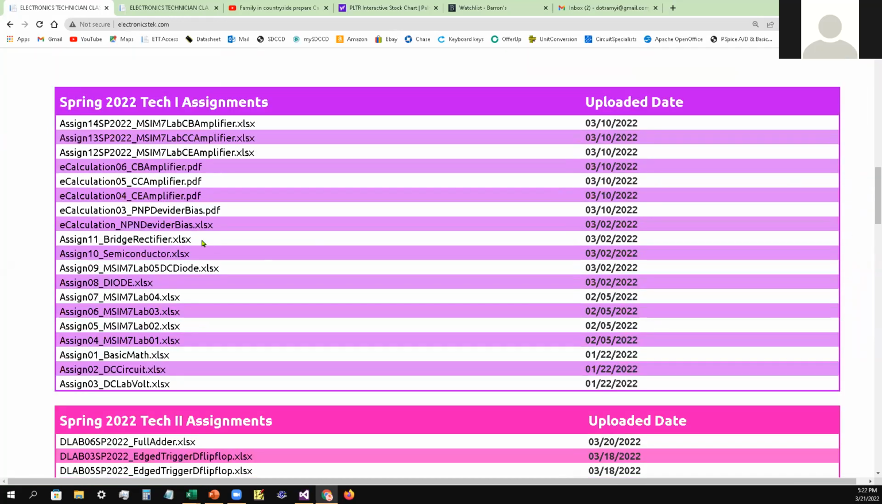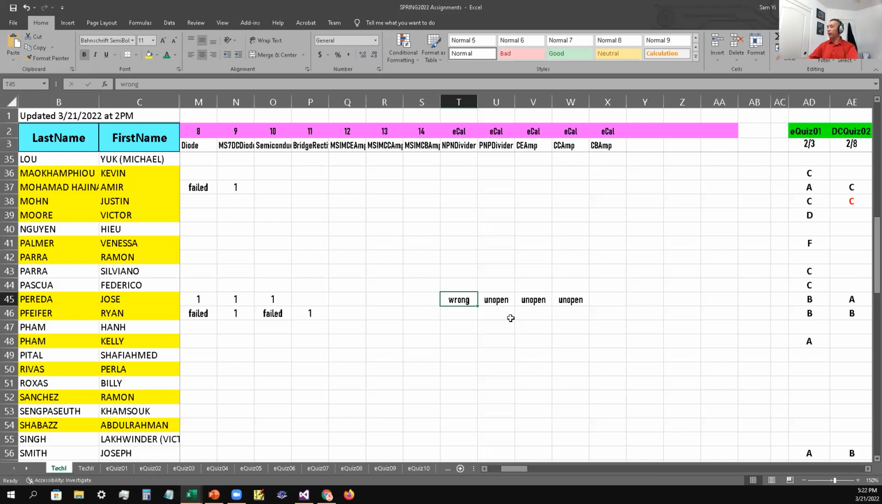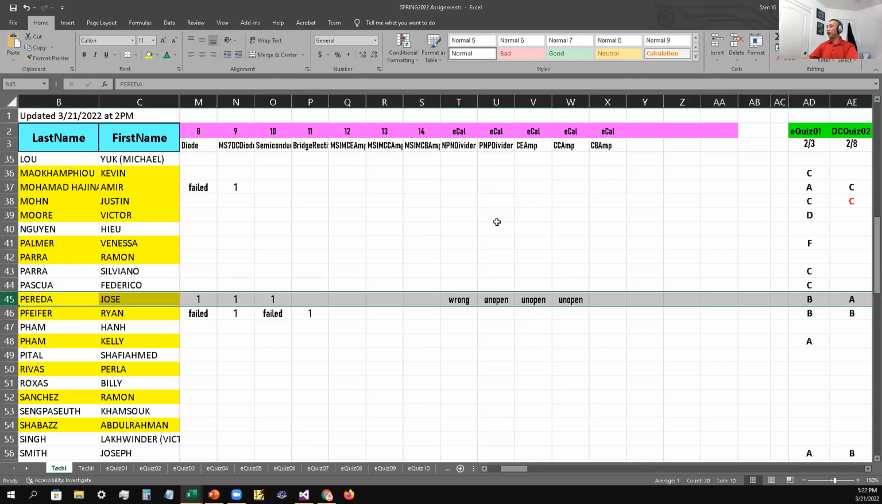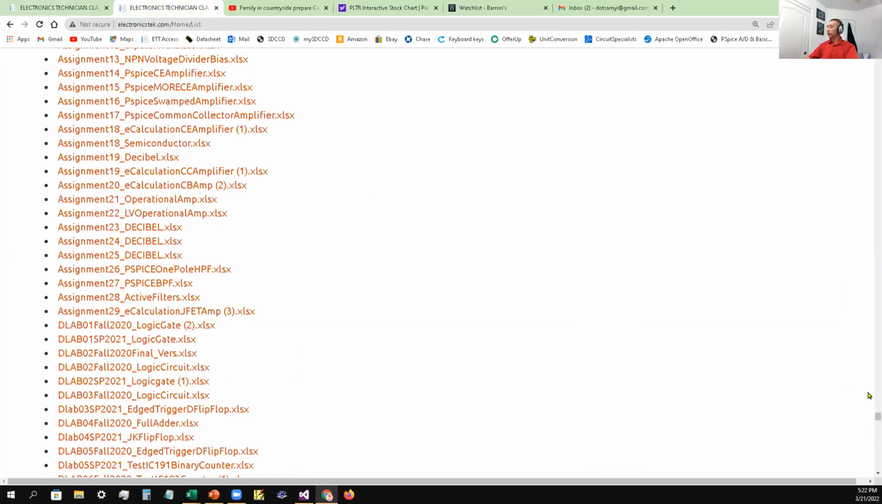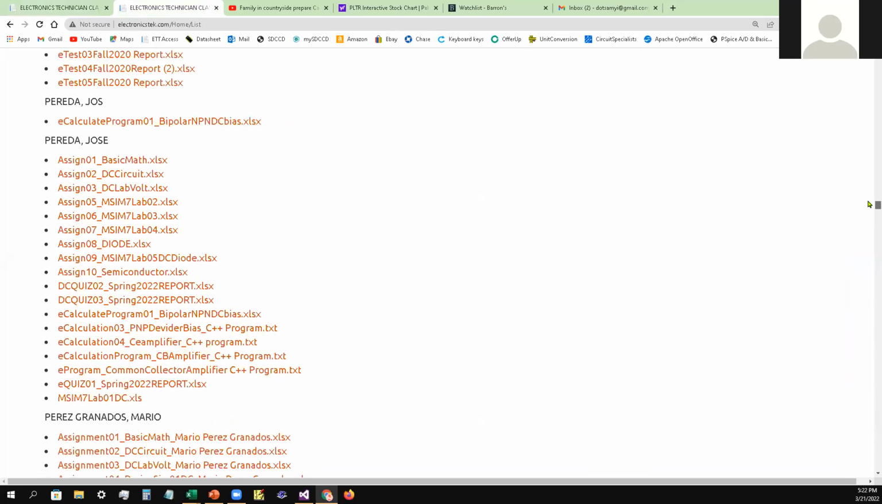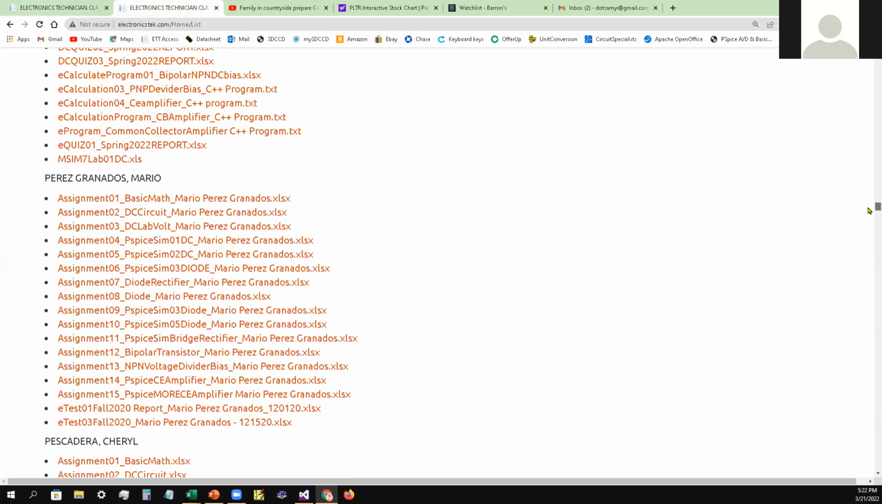So I actually turned in all of them. Can you check, I don't know if you were able to verify the others? Like I said, all the other ones are unopened. So we have the e-calculation, the PNPs, common emitter and common collector. I was not able to open those, and so here it's from the web. But they're all text files, so I'm surprised that you were not able to open them.